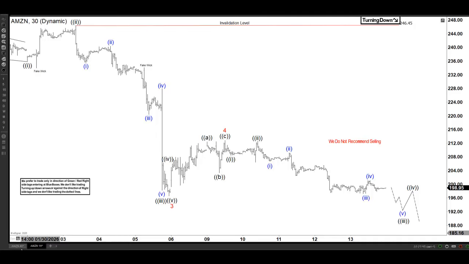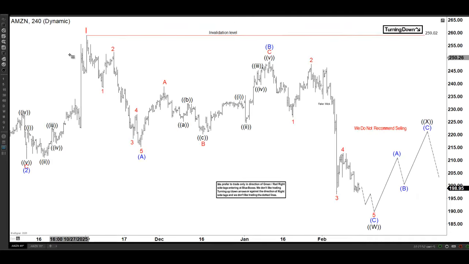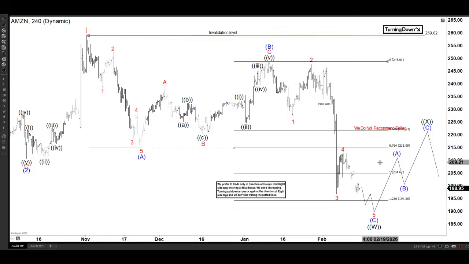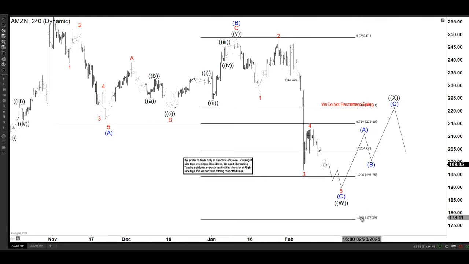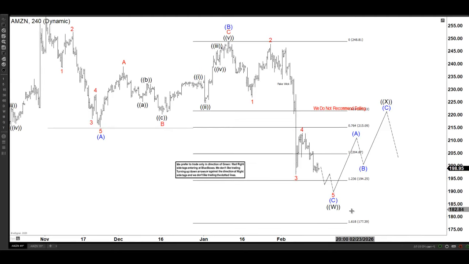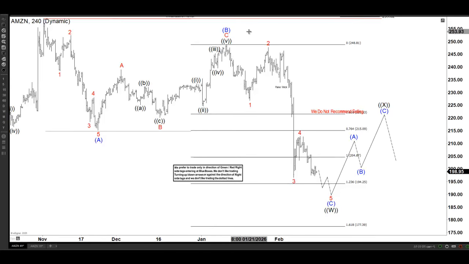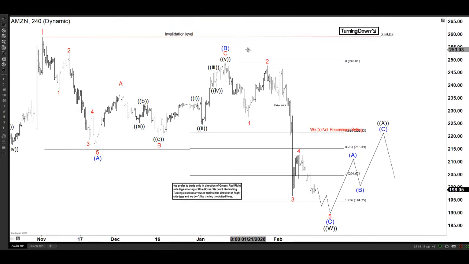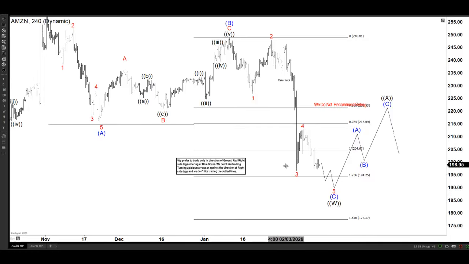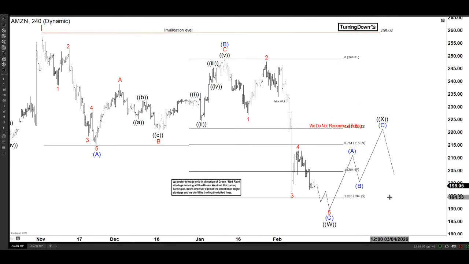So we expect a bounce in Amazon between the area of 204.67 and 177.39. Amazon will bounce. Below 179, the A and the B become 1 and 2, and then Amazon will still be corrected by the higher degree. So like everything, let the market decide. This area right here should produce a bounce in Amazon. That's the chart of the day.